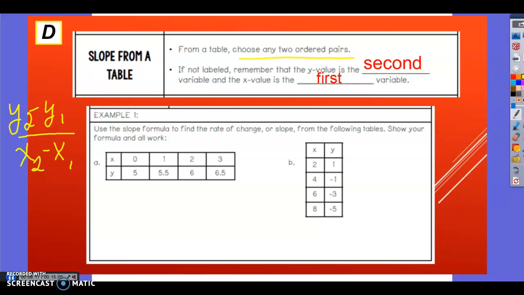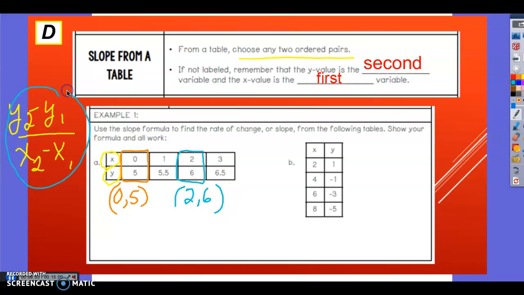So let's get started. Looking at table A, notice that the table is running horizontally. The x's are across the top, the y's are across the bottom. So what you want to do is you want to pick any two ordered pairs from the table. I like to avoid decimals and negatives. So what I'm going to do is I'm going to focus on this ordered pair here and this ordered pair here. So the first ordered pair, remember, x comes first, y comes second, so that's the ordered pair 0, 5. My second ordered pair would be 2, 6.